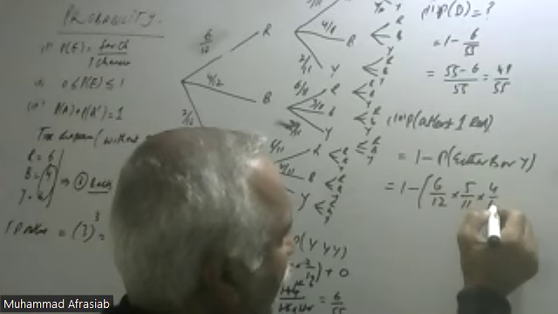So this is equal to 1 minus, there are total 6 balls. So first time the selection is 6 out of 12, then 5 out of 11, and then 4 out of 10. This will be equal to 1 minus 120 over 12 into 11 into 10, 1320. So 1 minus 1 over 11, that is 11 minus 1, 10 over 11 is the probability for at least one red ball.